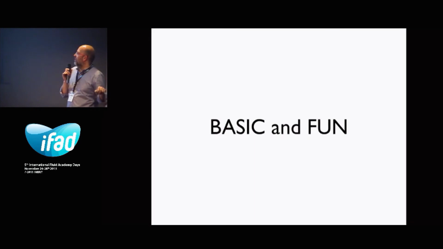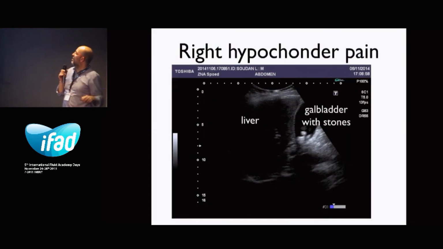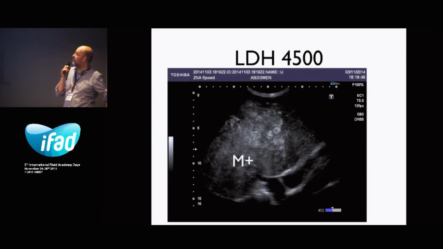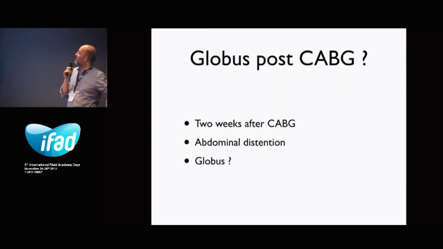Some basic right-sided hypochondriac pain, gallbladder with stones, that's easy. Yeah? It's not that difficult. Having a patient with extremely high LDH, you know there's something wrong in the liver. Put a CT scan on, and you have this dirty image of the liver with a lot of big white dots. That's metastatic liver disease. It's not good for the patient, but at least you have a diagnosis.